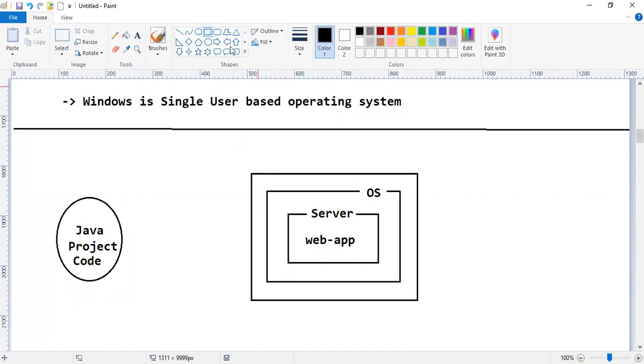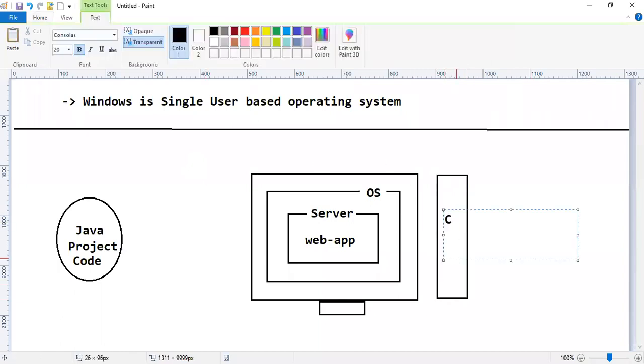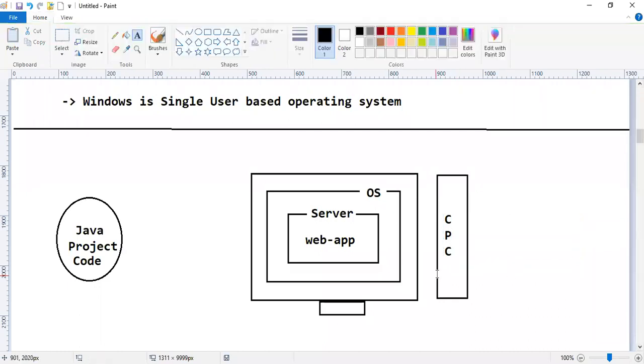This is my machine. This is my computer. For this computer, I have a CPU. Are you guys clear with my point? Tomorrow, when you develop a project in the company, that company project we have to deploy in one server.